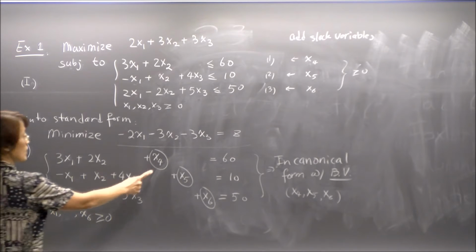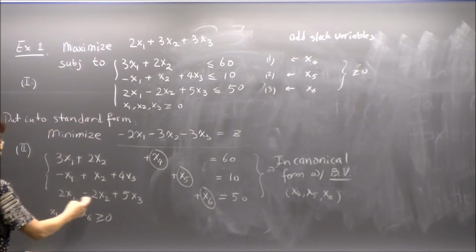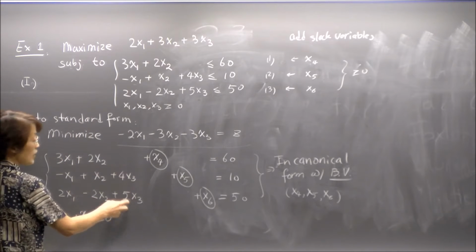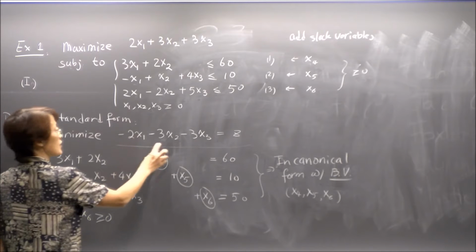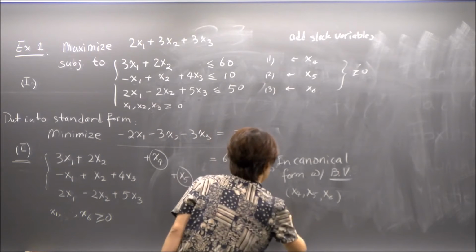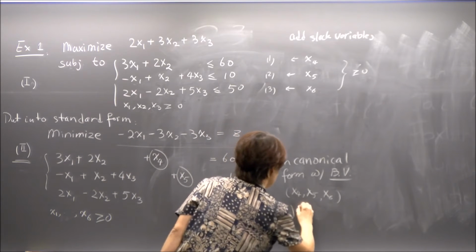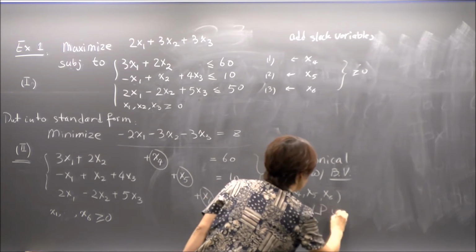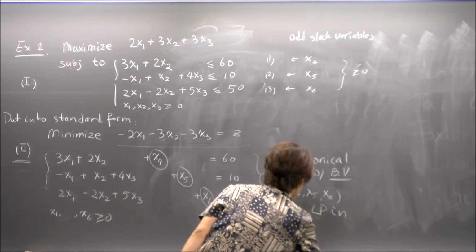The basic variables are x4, x5, x6. All the previous ones, x1, x2, x3, are non-basic, right? So these are all non-basic variables. So what does it mean? It means that this new linear programming problem number 2, the whole linear programming problem, is in canonical form. Do we agree? That's very nice. So problem 2 is an LP, linear programming, in canonical form.